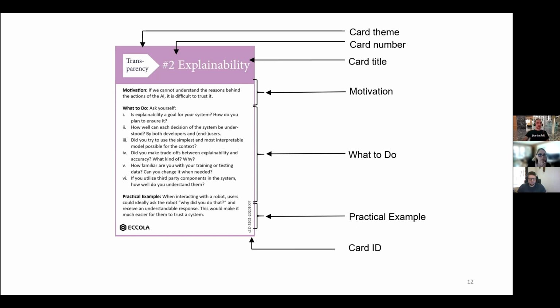Then we have questions, what to consider. And then, if it's not really open to you at that point why this is a topic that you should consider, we always have a practical example. Sometimes they might sound a bit funny or silly, but the idea is just to activate your own thinking about that. And we have also given numbers here so you can easily reference, for example, card number 2, question 5.